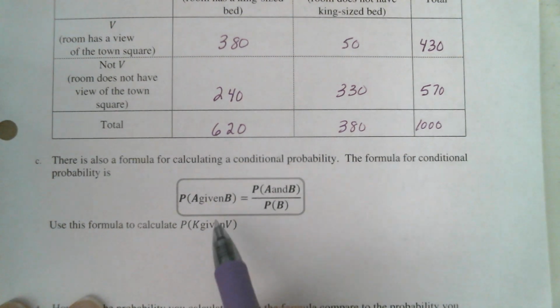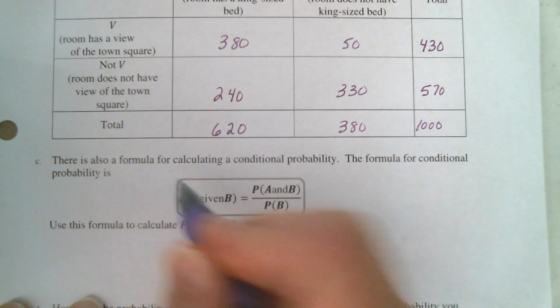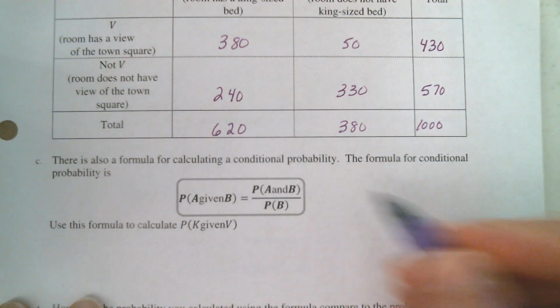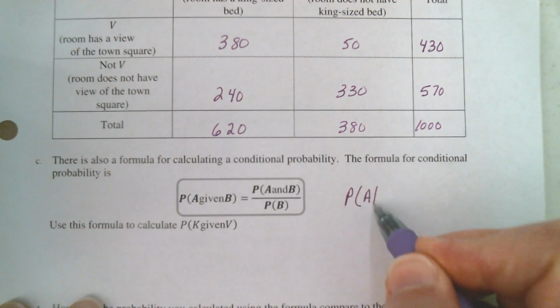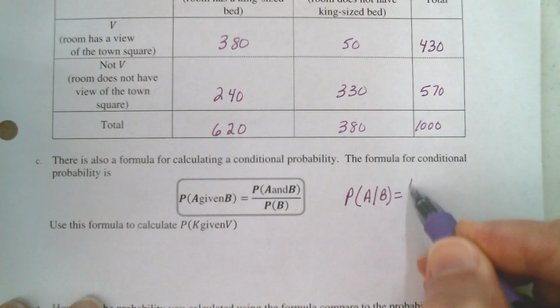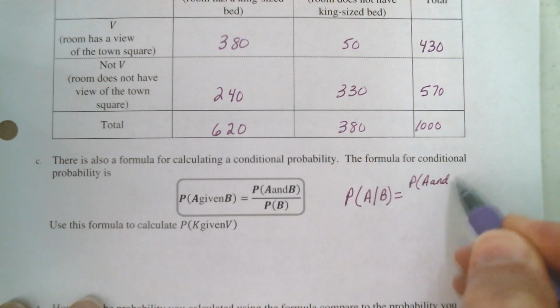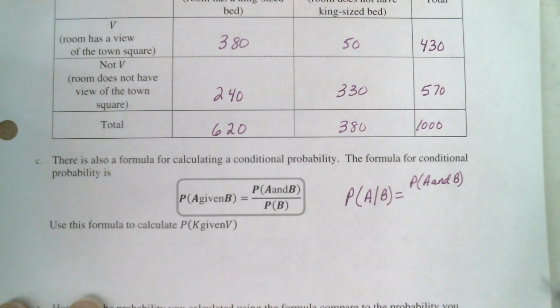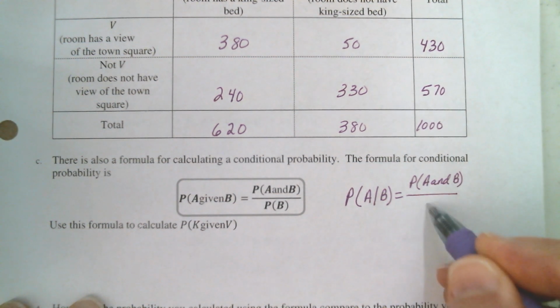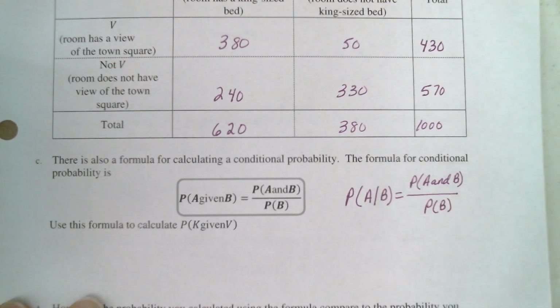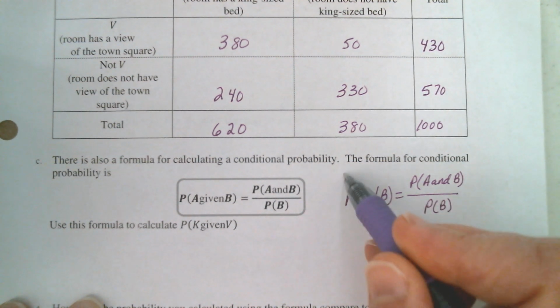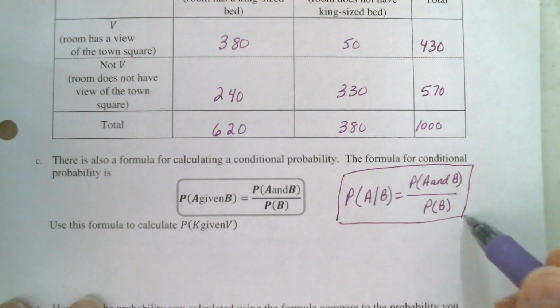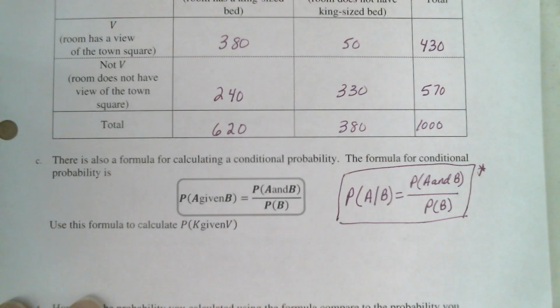So here's our formula, which we wrote down on the previous page, but again, write it again. The probability of A given B is equal to the probability of A and B, and remember the symbol for and is like the rounded capital A with no horizontal segment, over the probability of B. You have to memorize that. Use this formula to calculate the probability of K given V.